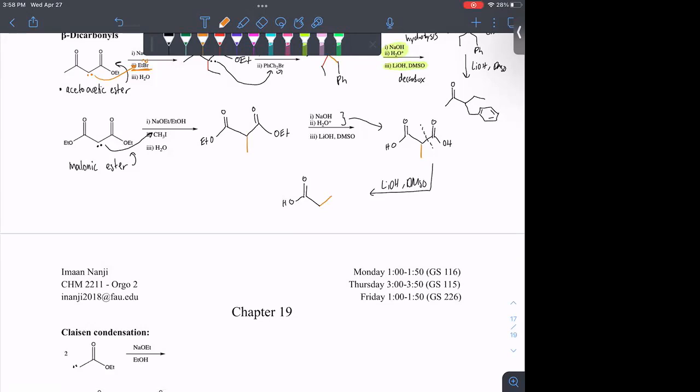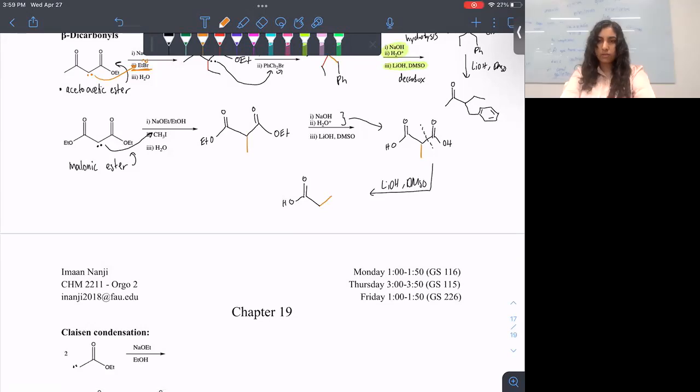What does the very first step do? The NaOEt, EtOH. It deprotonates. So like I said, every time you have a carbonyl and a base, the base is going to deprotonate at the alpha carbon. So it just forms the enolate.